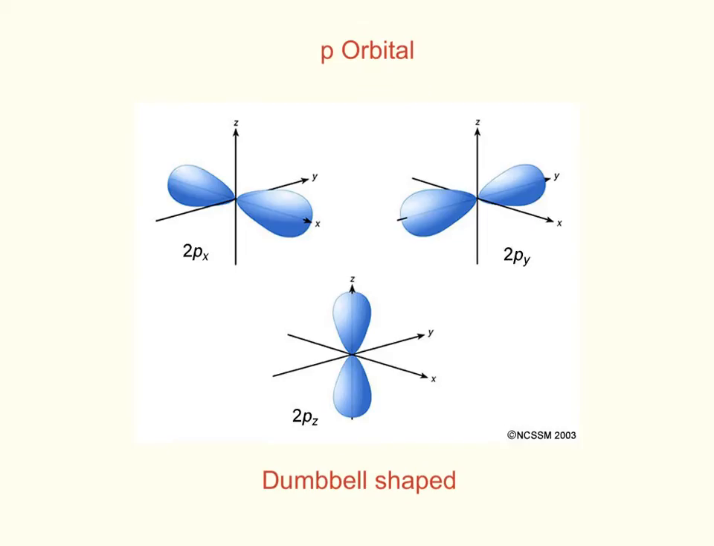The p orbital is a little more complicated. It's called a dumbbell shape, and you can see that it happens on three axes, the x-axis, the y-axis, and the z-axis. So all three of these axes are put together, and we'll find that the electrons are spinning in one of these bubble areas around the nucleus.